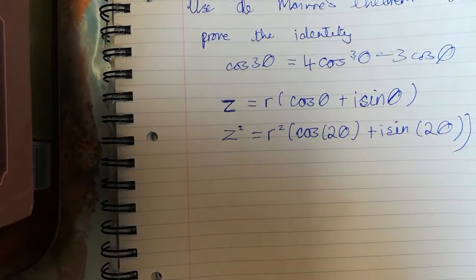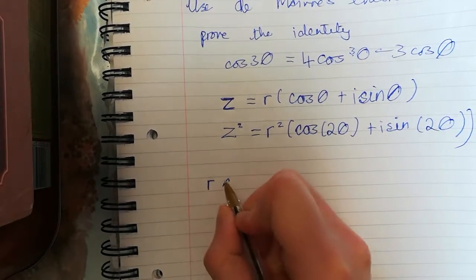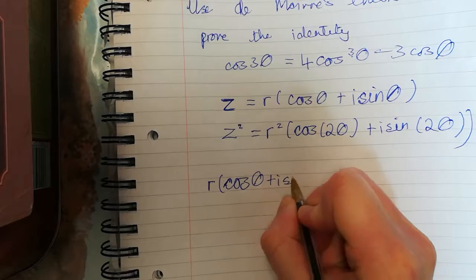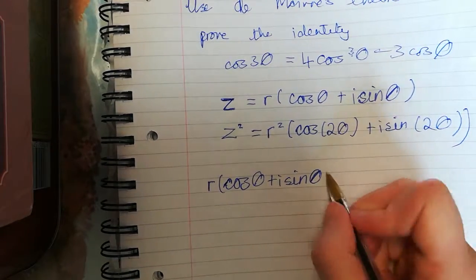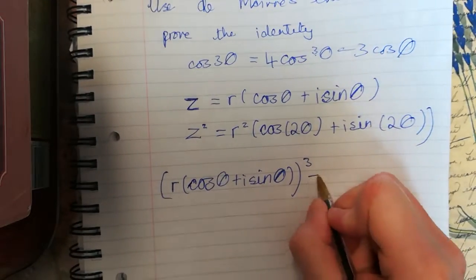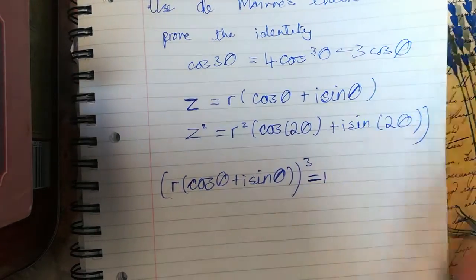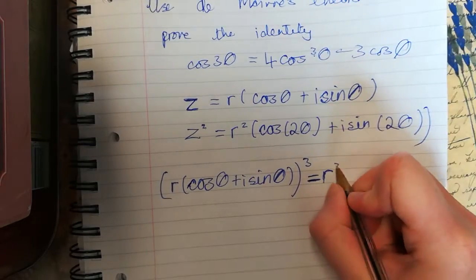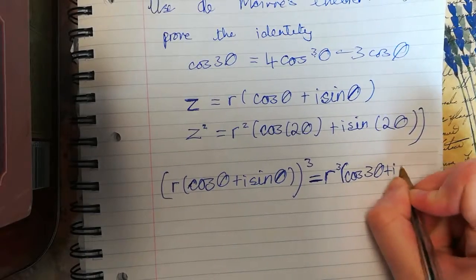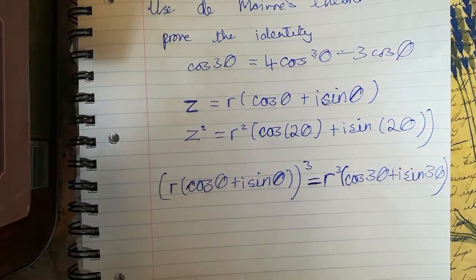So if we have cos 3θ, which we have in this question, it would be r(cos θ + i sin θ). If we have that all cubed, it's going to equal r cubed times (cos 3θ + i sin 3θ). So that's basically what de Moivre's theorem shows us.